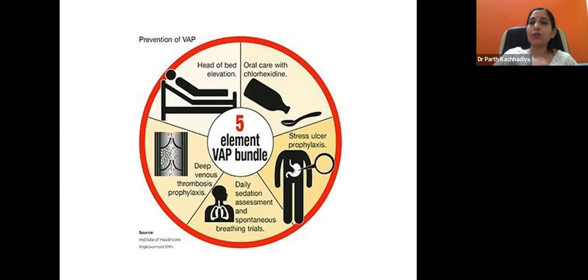The head of bed elevation should be between 30 to 45 degrees. Oral care with chlorhexidine. There should be stress ulcer prophylaxis, daily sedation assessment and spontaneous breathing trial, deep venous thrombosis prophylaxis. So these are the 5 major aspects we need to take care of and we need to see daily. Daily sedation assessment and spontaneous breathing trials are a must in a patient who is on a mechanical ventilator. So a sedation-free trial is a must.